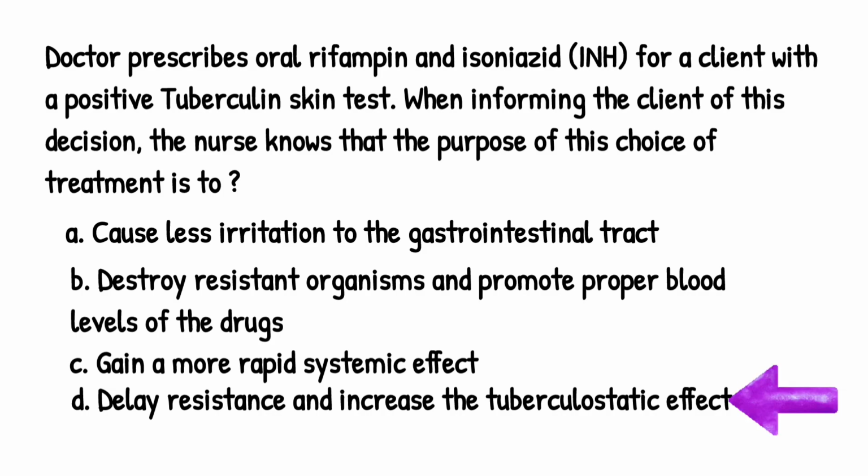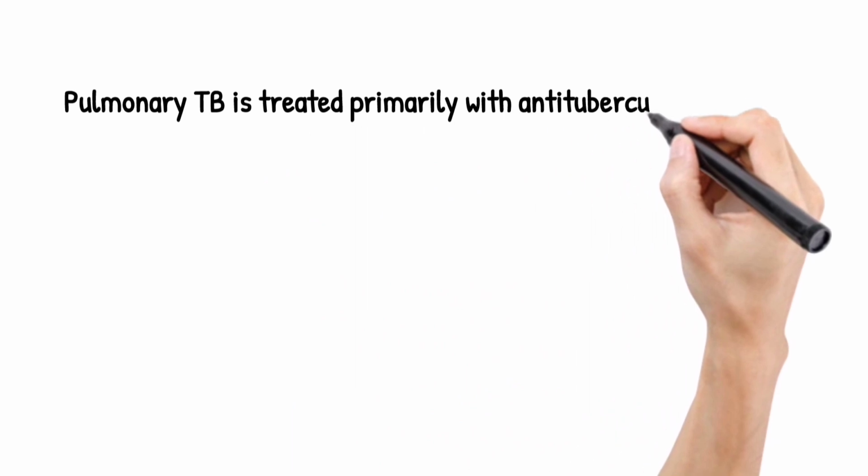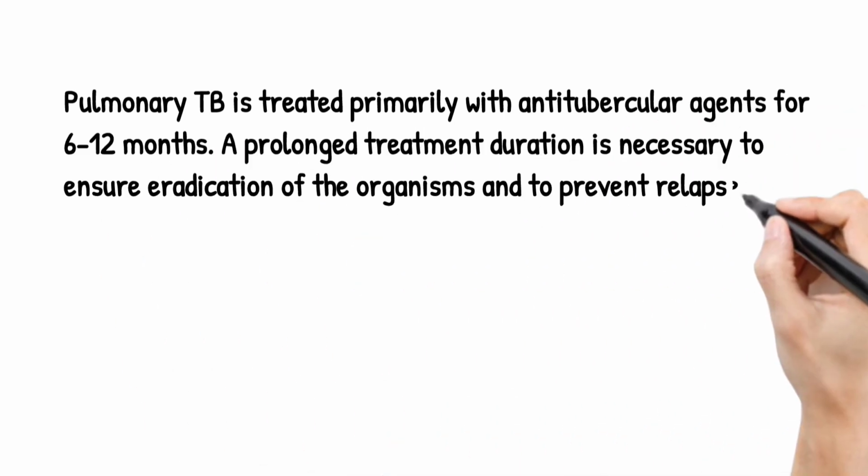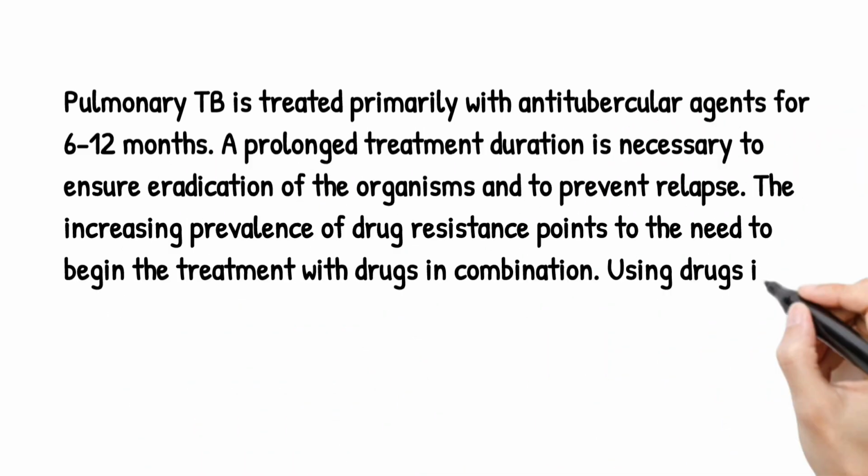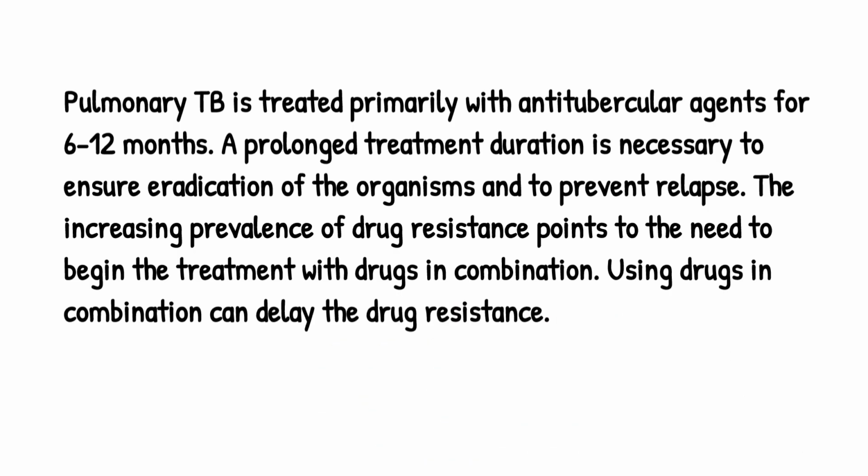The answer is option D, delay resistance and increase the tuberculostatic effect. Pulmonary tuberculosis is treated primarily with antitubercular agents for 6 to 12 months. A prolonged treatment duration is necessary to ensure eradication of the organism and to prevent relapse. The increasing prevalence of drug resistance points to the need to begin treatment with drugs in combination. Using drugs in combination can delay the drug resistance.